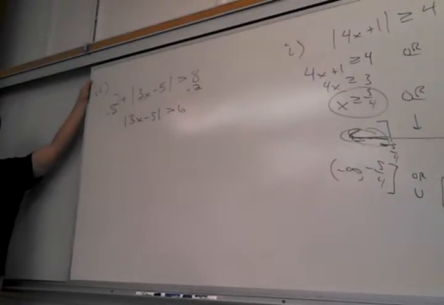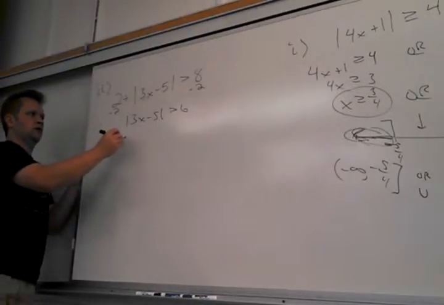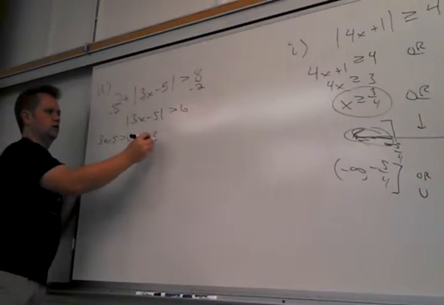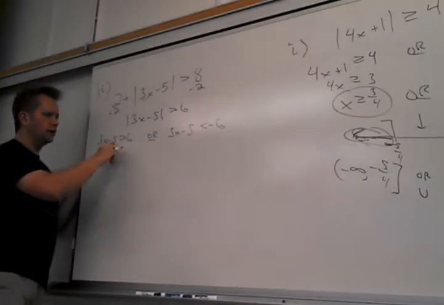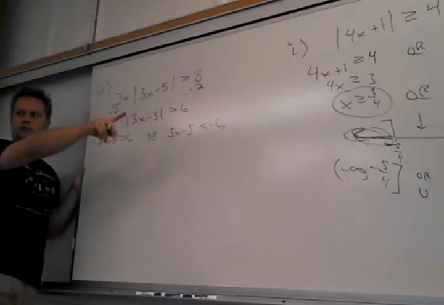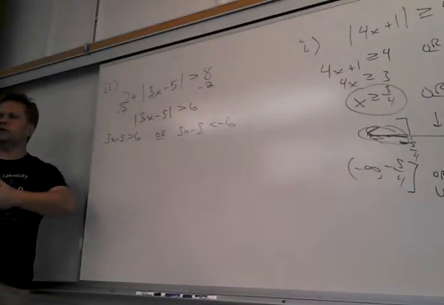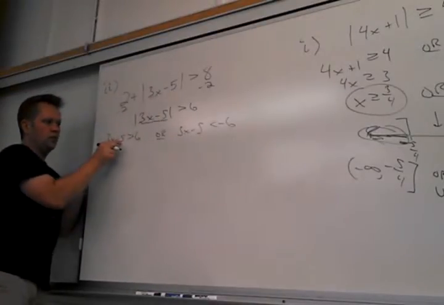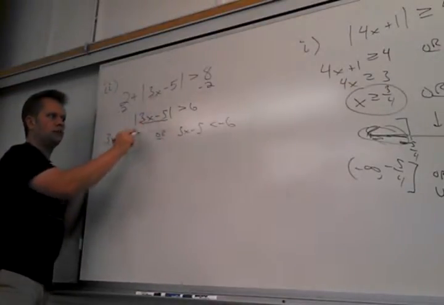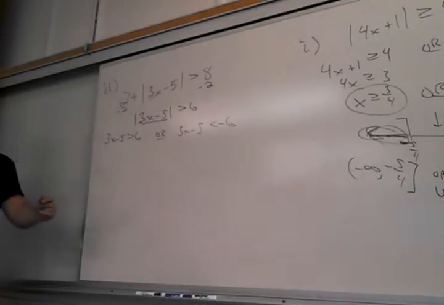So 3x minus 5 is greater than 6, or 3x minus 5 is less than negative 6. 3x is less than negative 1. So in one case it's all the same. And again, I really want this to be more than just following these steps. Why does it make sense? Because if this number, whatever that number is, is already bigger than 6, then of course the absolute value is bigger than 6.